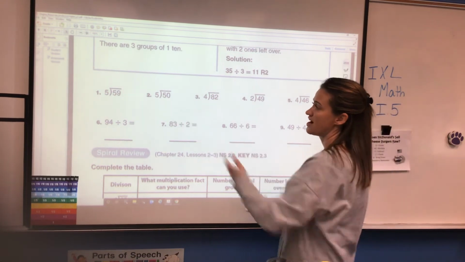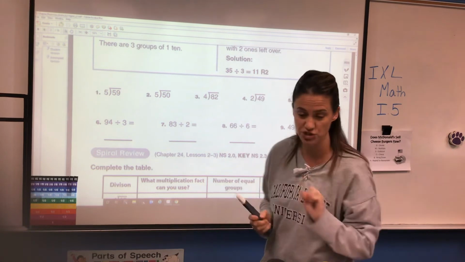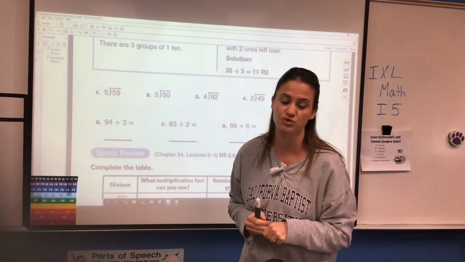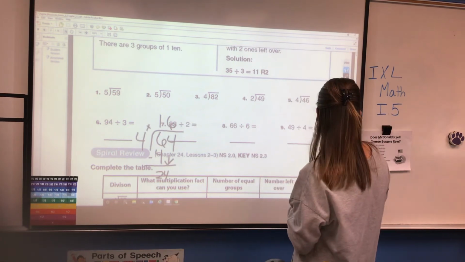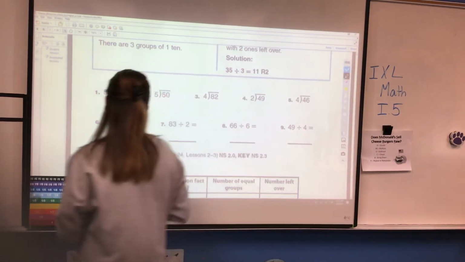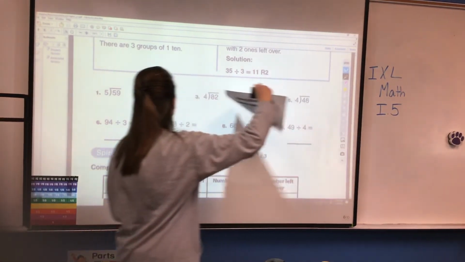For the first one, you have 5 divided by 59. We'll go ahead and do that problem together. This is on your homework sheet, page 233 and 234 you have to do today. So we're going to go ahead and do a problem together. So we'll look at the first one. I'm going to put a little McDonald's sign right here.